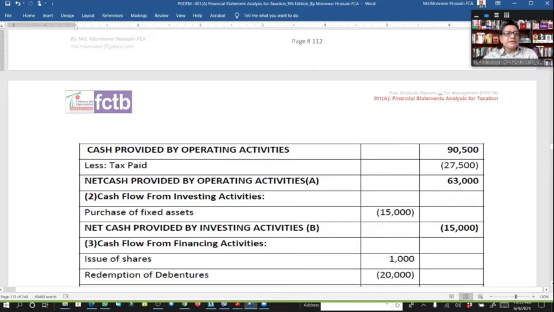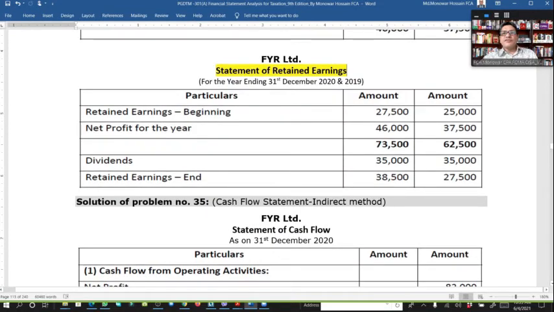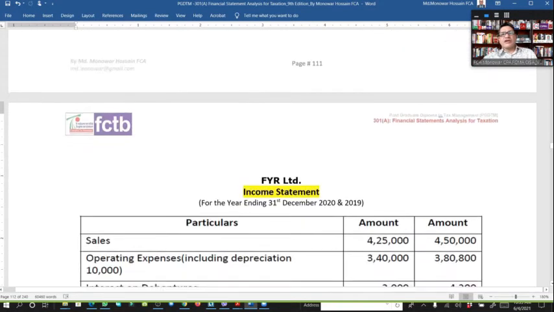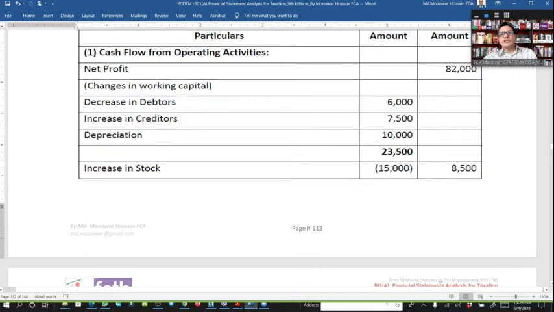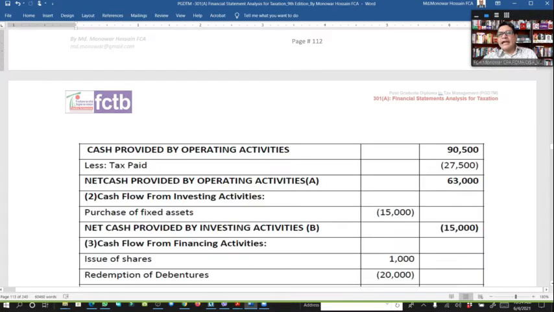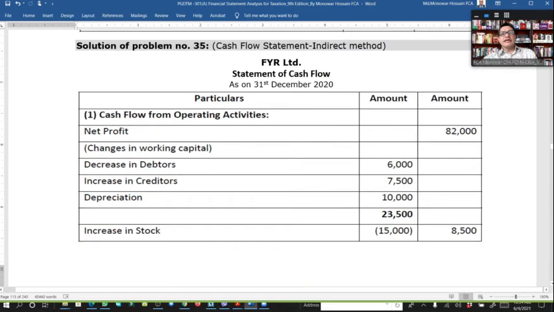So here again, tax paid 27,500 comes here. Last year's tax of 27,500 was paid in 2020. So this amount is adjusted with the operating side. Because tax comes from the operation, after adjusting last year's income tax, we get the net cash provided by operating activities within this 2020. So operating is 63,000. This 63,000 taka comes from the operating activity for the year 2020, and this is one part we completed.